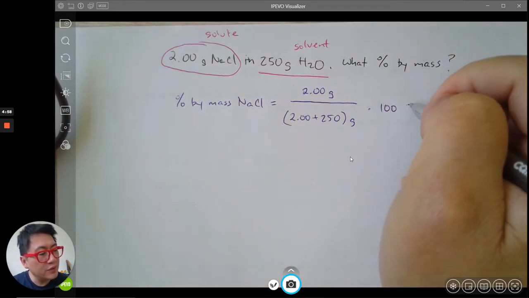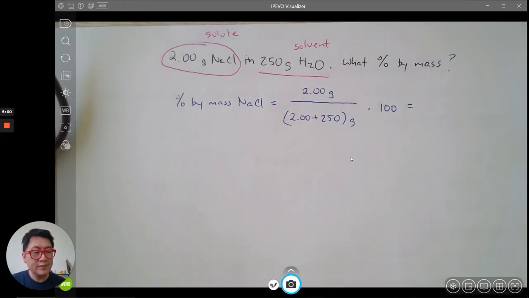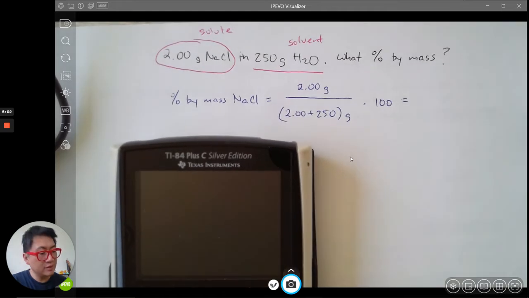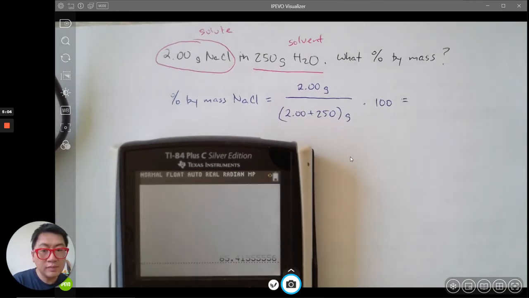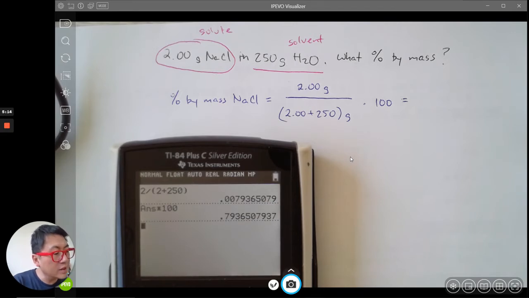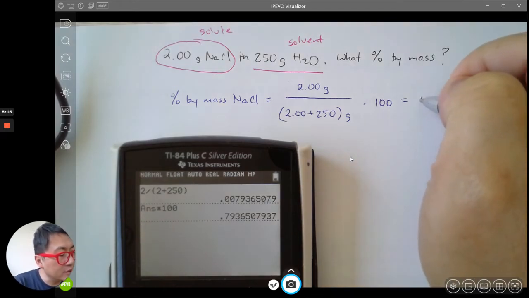From here, I just need a calculator. So what is that? 2 divided by 2 plus 250. Remember, times 100 because we're dealing with percents. So what is that? That's not even 1%.